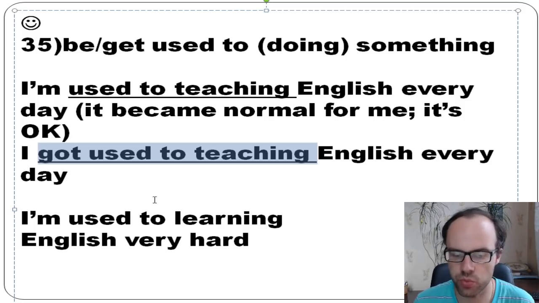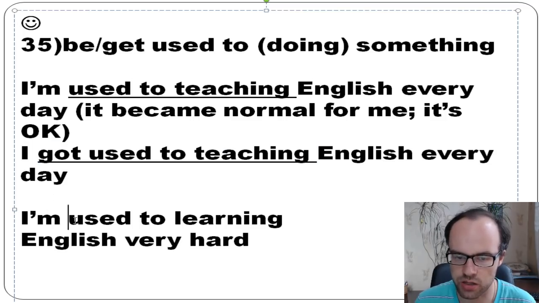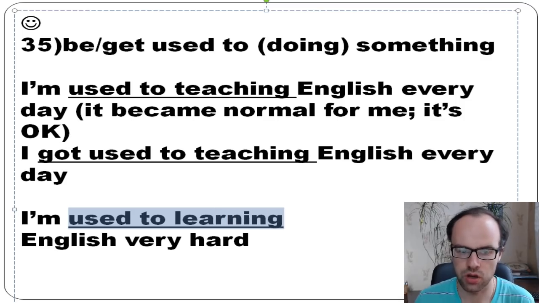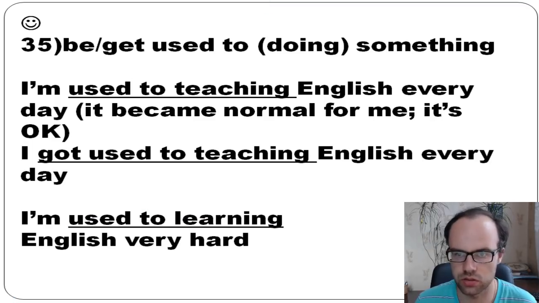And for example, you can say I'm used to learning English very hard. So used to doing, used to plus verb plus ing. I'm used to learning English very hard. It means that it became normal for you. It's okay for you, and really you learn English very hard, and it's okay. Yeah, you really do it. Good.